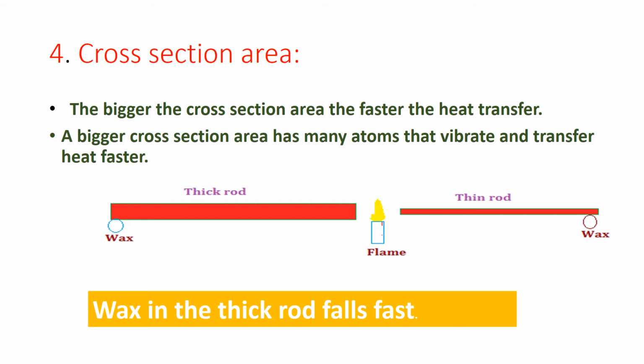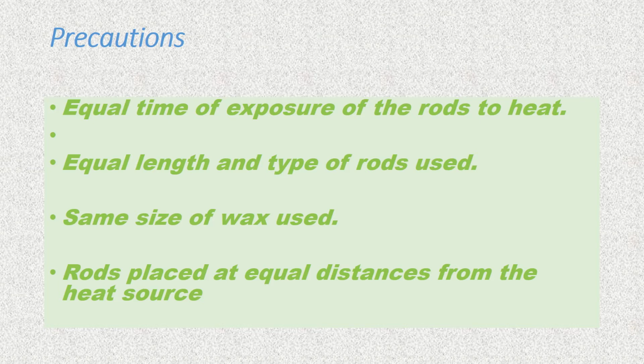So these are common misconceptions where people think that a thin wire is a better conductor than a thick rod. But right now you know. For the experiment above to succeed, you must heat the metal at equal intervals of time. You must use equal lengths of rods, the same size of wax, and the rods must be placed equidistant from the source of heat.